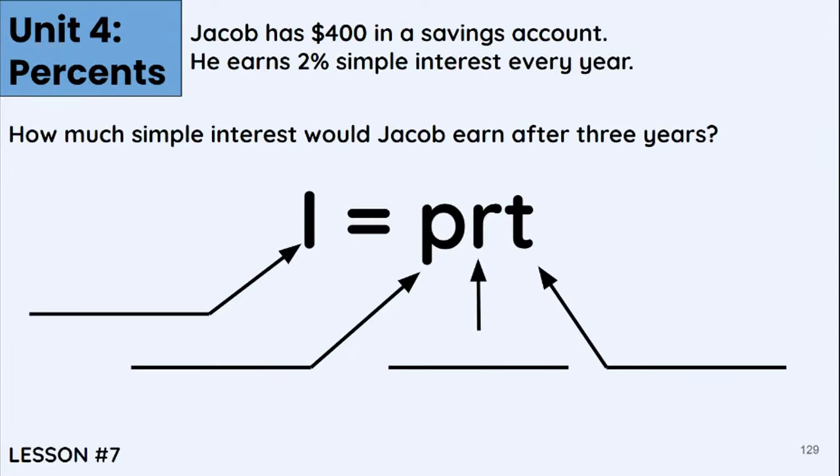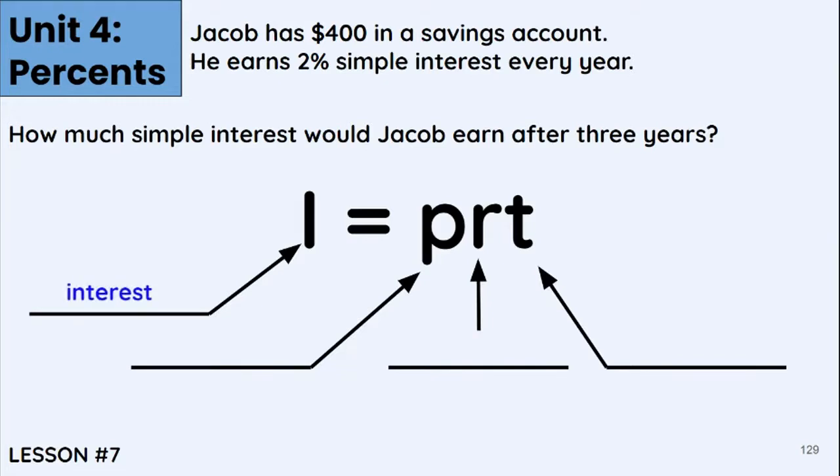Jacob has $400 in a savings account. He earned 2% simple interest every year. How much simple interest would Jacob earn after 3 years? So in this problem, we're trying to find out how much simple interest he would earn. And this is the formula we would use: I equals P times R times T.